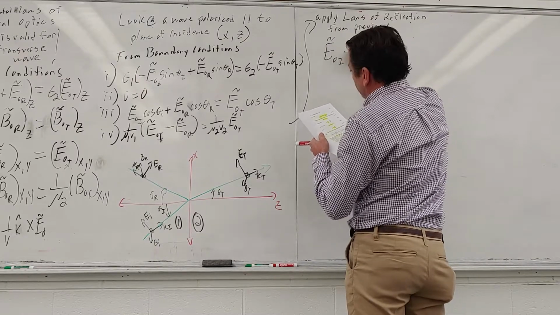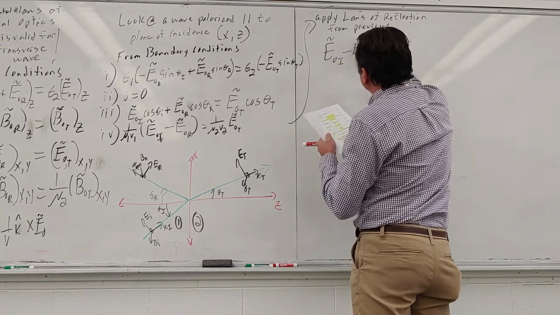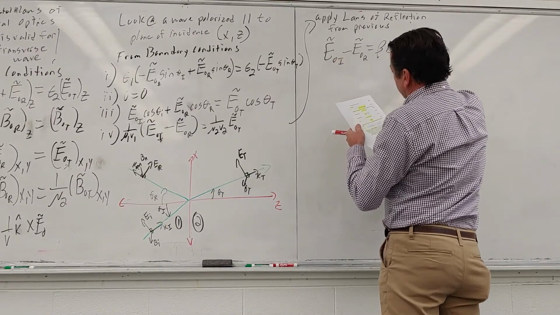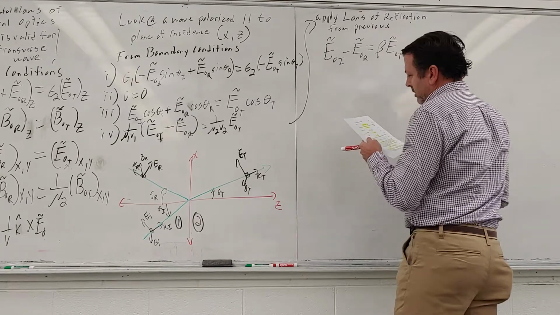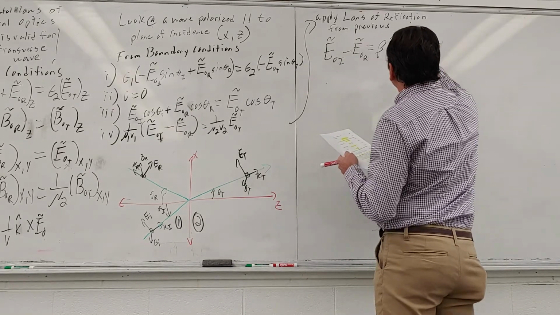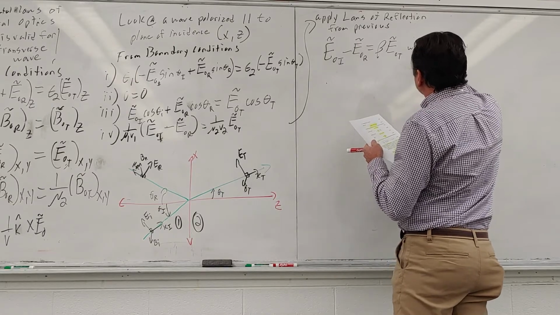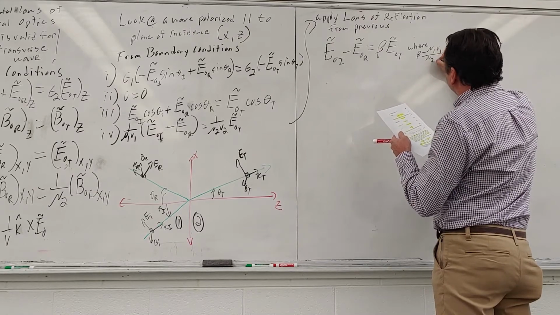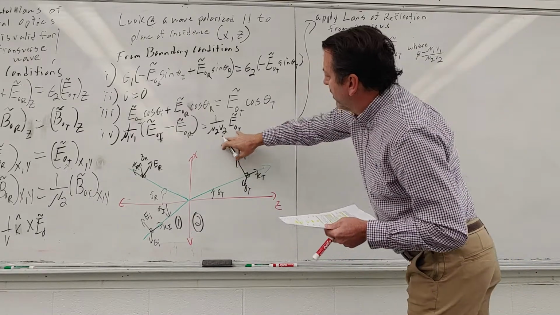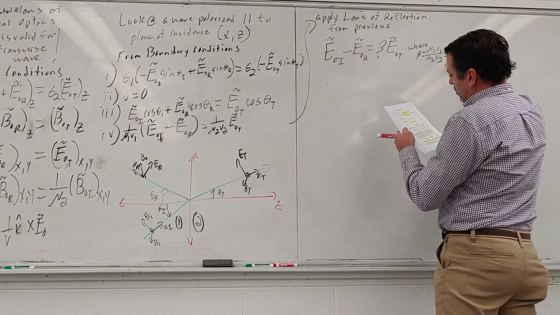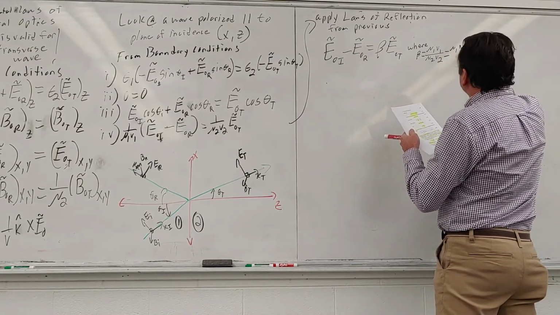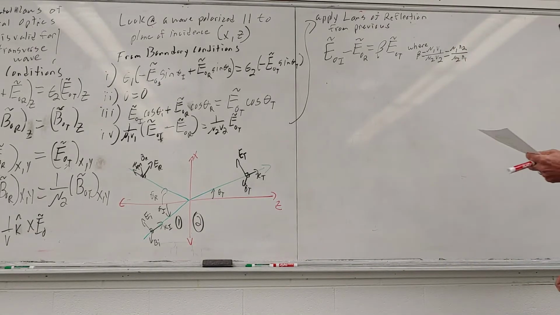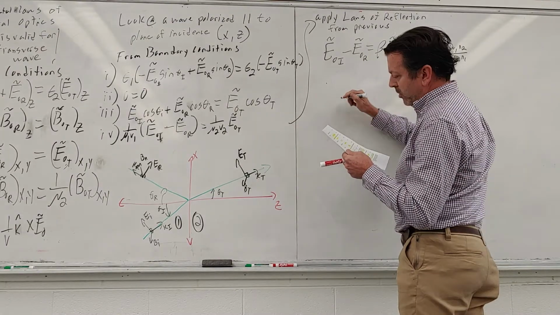the incident amplitude minus the reflected amplitude equals beta times the transmitted amplitude. Where, like before, beta here is equal to mu1 V1 over mu2 V2. You see that's going to come out of that, which was the mu1 n2 over mu2 n1.